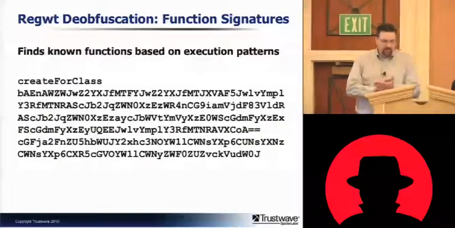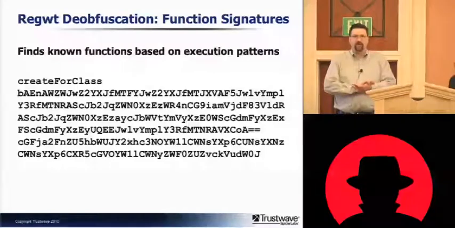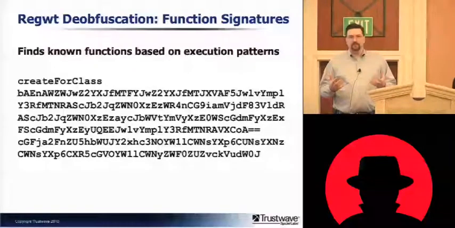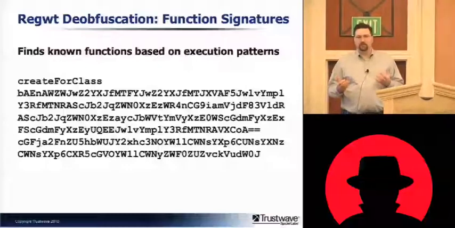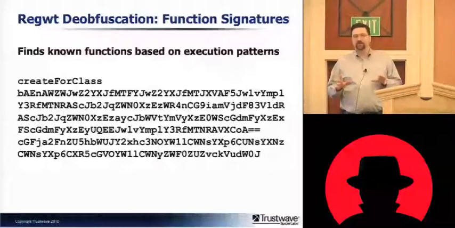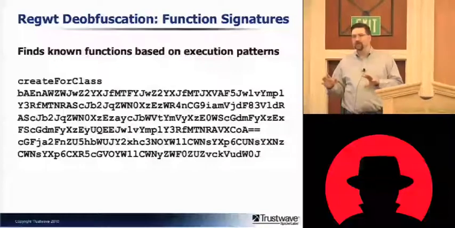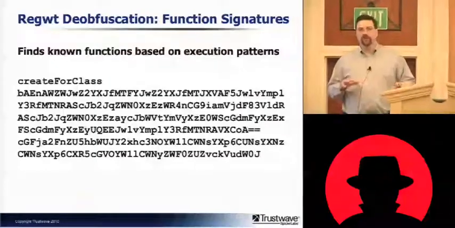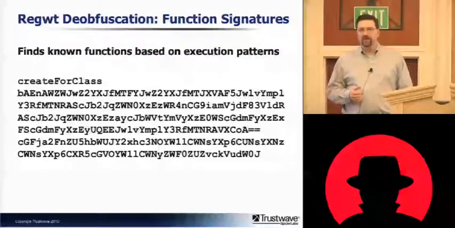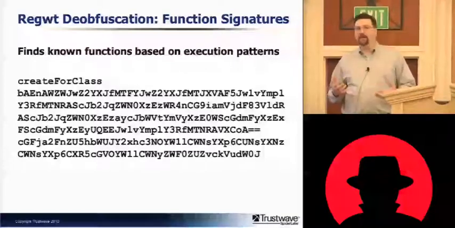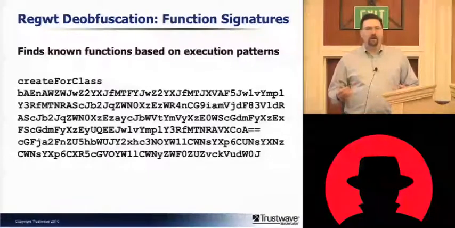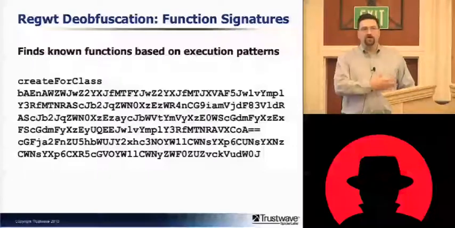So function signatures are a big part of what RegWit does. When I first started approaching the problem, my initial thought was really ambitious. It was, well, let's see if we can just directly reverse the obfuscation that Google did. And I started looking more at the obfuscation. The biggest problem with that is that you lose data. The field names are gone, and often just unrecoverable. So that wasn't going to work.